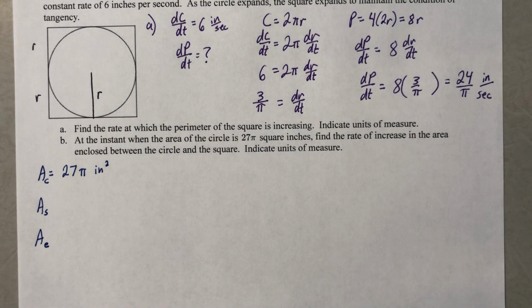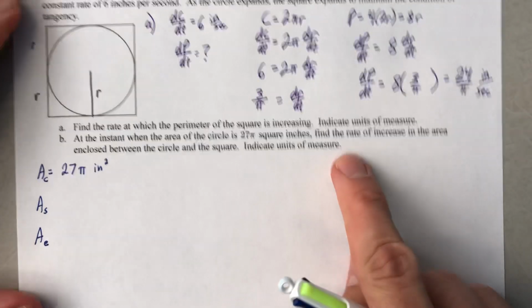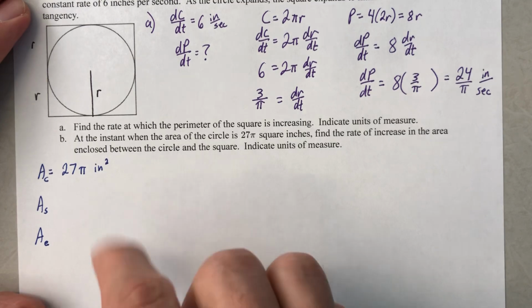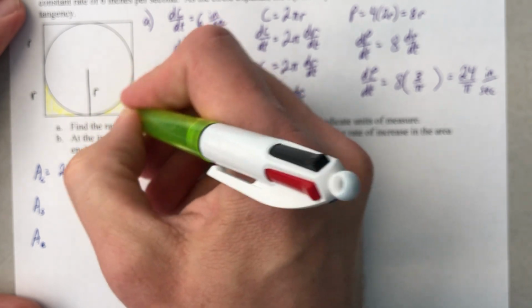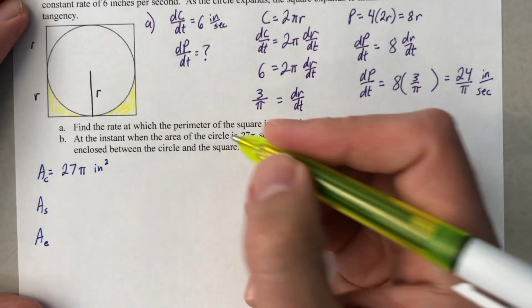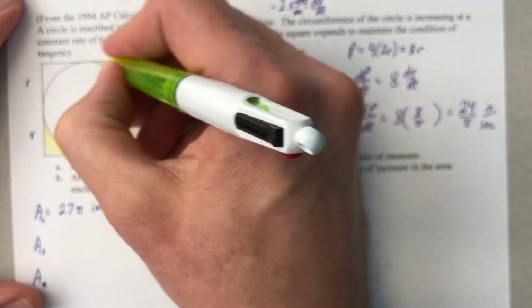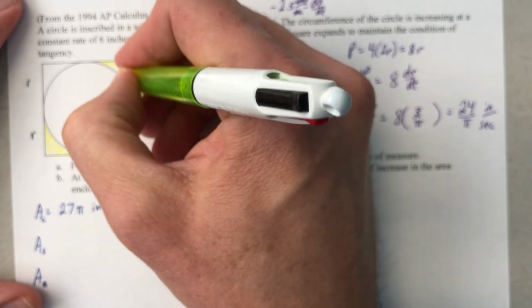Where's my other pen? It's in my pocket. Okay. When they say find the rate of the increase of the area enclosed between the two, they're talking about this little thing right here, a little highlighter attachment on my pen. I don't know why I felt the need to brag about the nerdy things I carry in my pockets, but there you go.